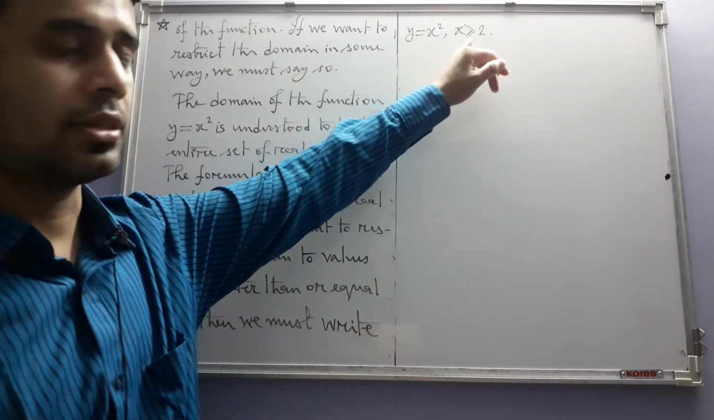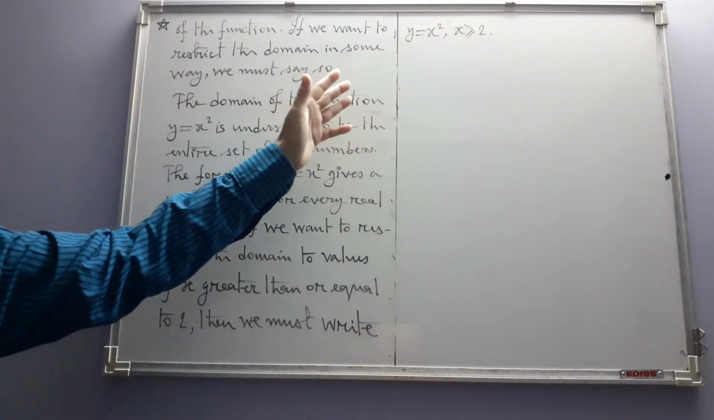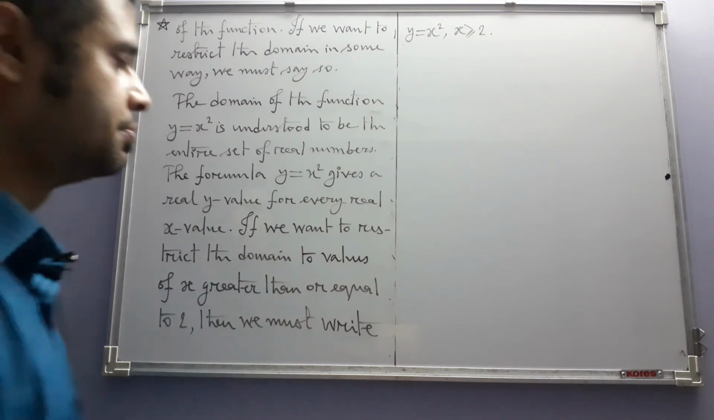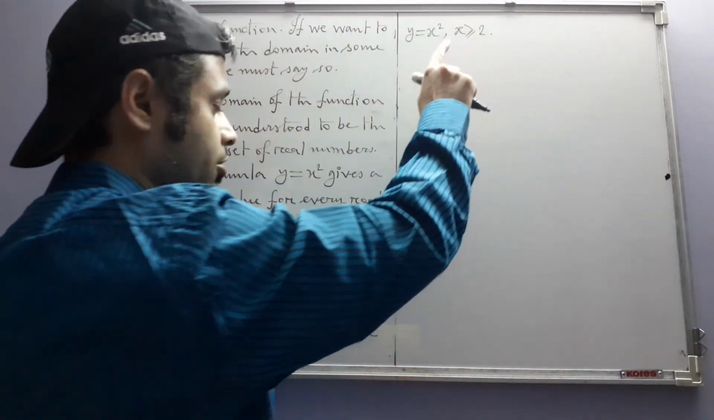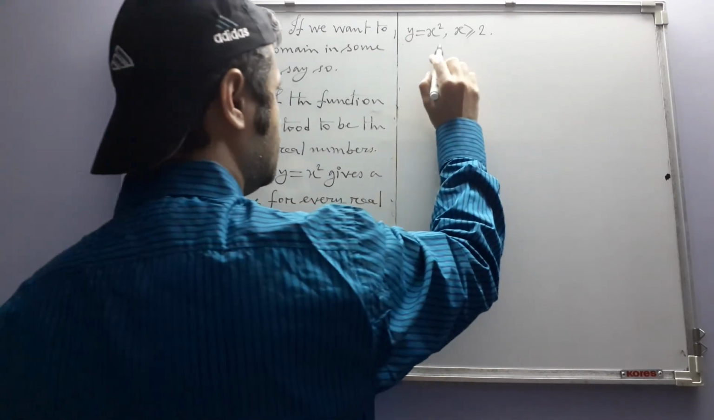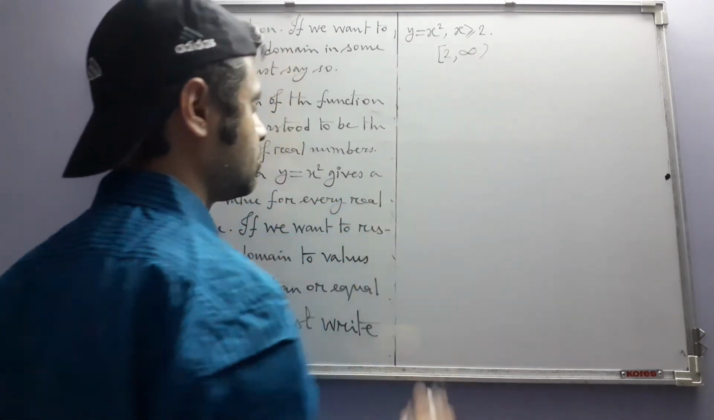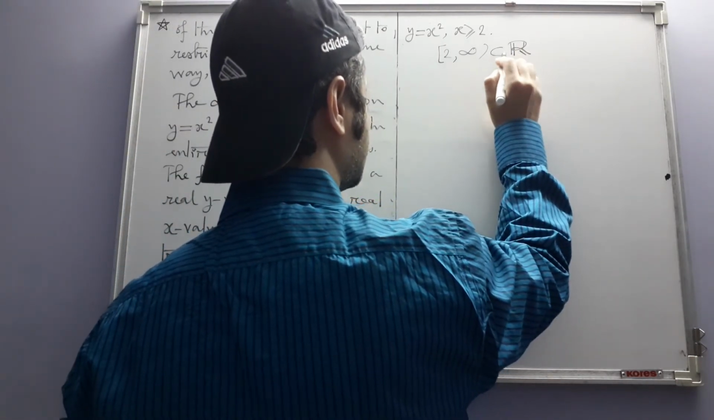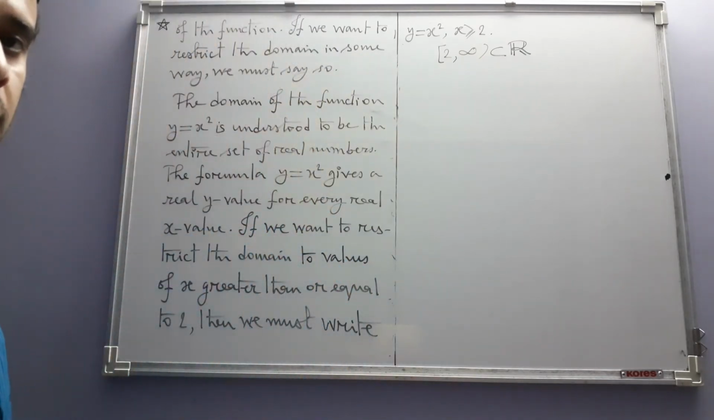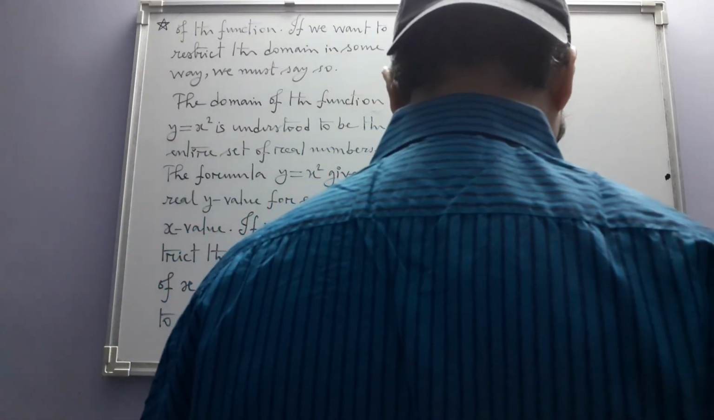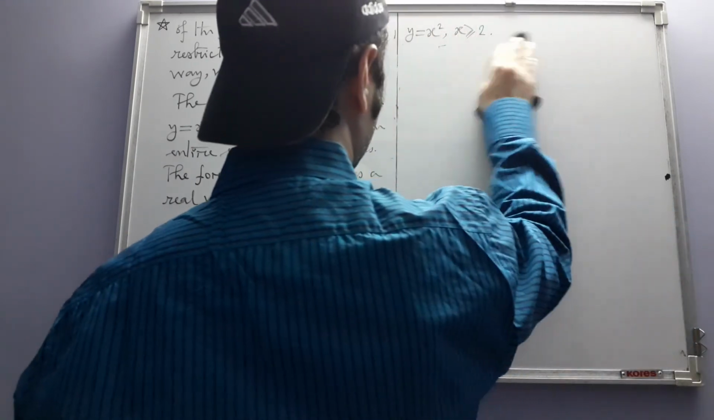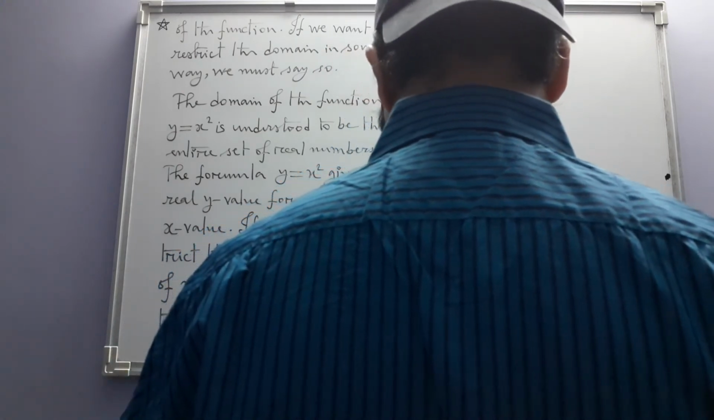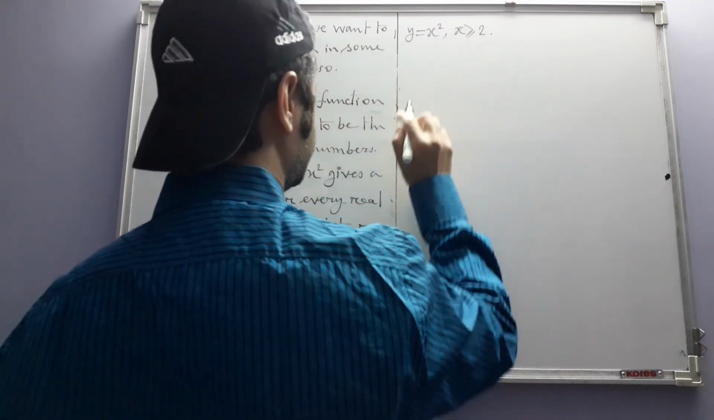So this indicates that the domain is restricted. We are no longer considering all the real numbers, but only the real numbers that are greater than or equal to 2. So this is not the natural domain. The natural domain is the entire set of real numbers. It's only a proper subset of that. Changing the domain to which we apply a formula usually changes the range as well.